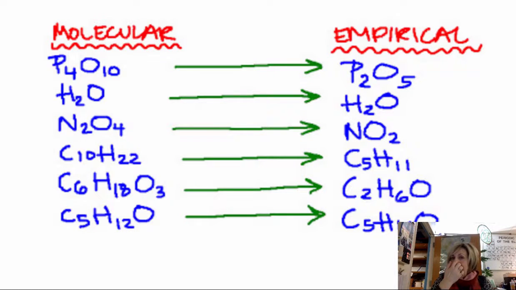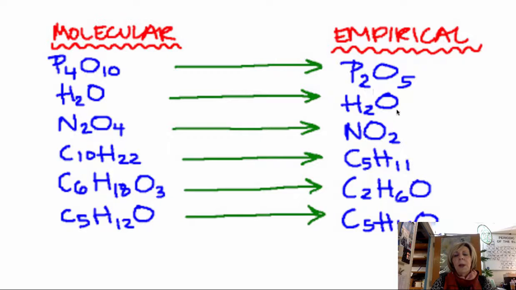So the first thing that we need to go over is that there is a difference between the empirical formula of a compound and the molecular formula. The molecular formula and the empirical formula can be the same, but sometimes they're different. The empirical formula is kind of the generic formula. It's the base formula that tells you the ratio of the different elements in the compound, and the molecular formula gives you the actual number of the different elements in the compound.